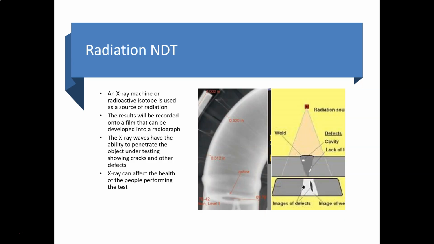In the radiation method, an X-ray machine or radioactive isotope is used as a source of radiation, which will have the ability to penetrate the object under testing, showing cracks and other defects. The results will be recorded onto a film that can be developed into a radiograph showing those defects.